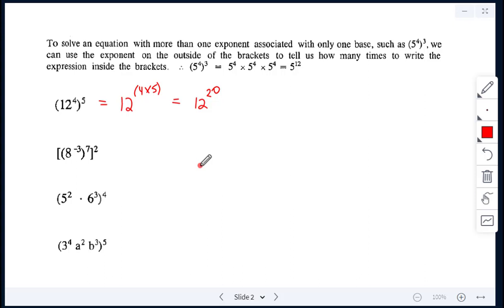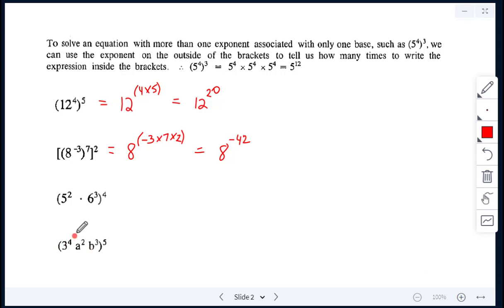Let's take a look at our next example. We have 8 to the power of negative 3 to the power of 7 to the power of 2. All right, so we have the same base though, so we can multiply the exponents. So negative 3 times 7 times 2. That gives me 8 to the power of negative 42. When I multiply all those together, I get 8 to the power of negative 42.